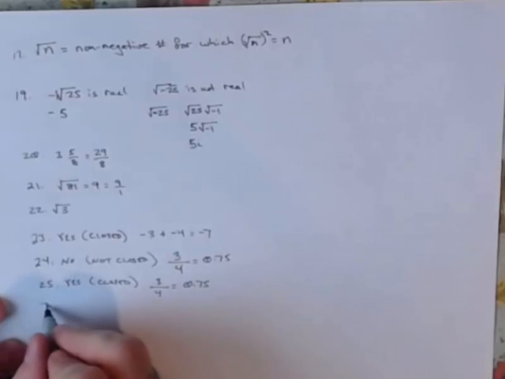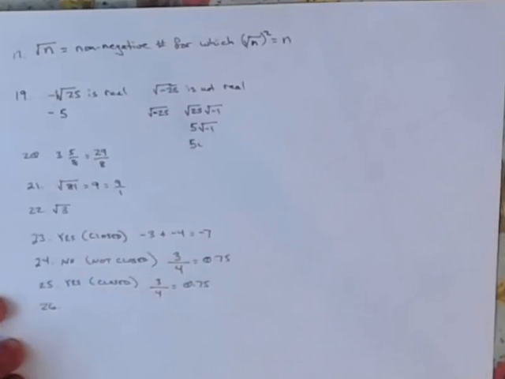Number 26. And for 26, the set is -1, 0, and 1. Those are the only three numbers you have to work with. And the question is, is that set closed under multiplication? So if we take any two of those numbers and multiply them together, will the result be one of the three numbers?